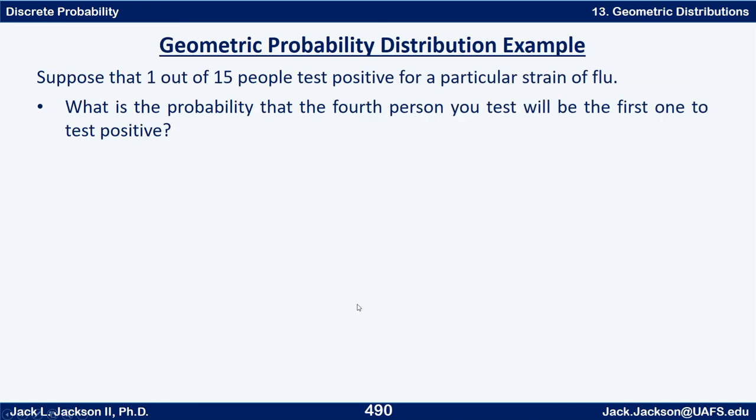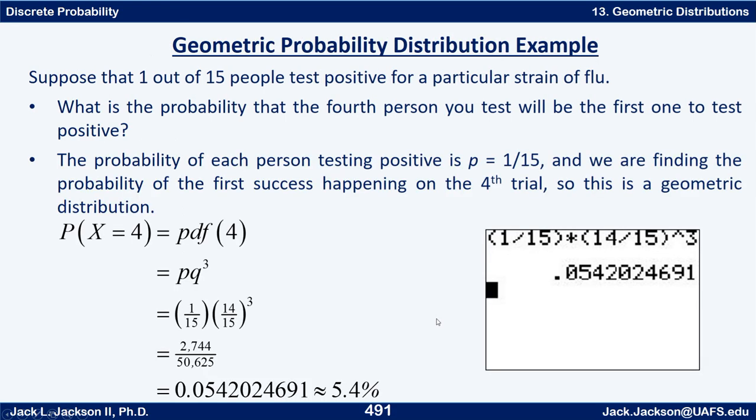So let's see if we can put some of this to work. Suppose that 1 out of 15 people test positive for a particular strain of flu. What is the probability that the fourth person you test will be the first one to test positive? See if you can work this out. Press pause.